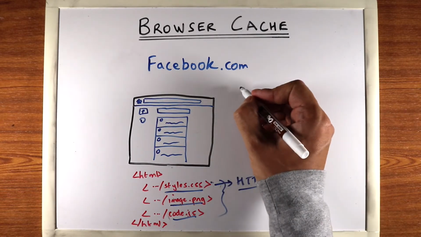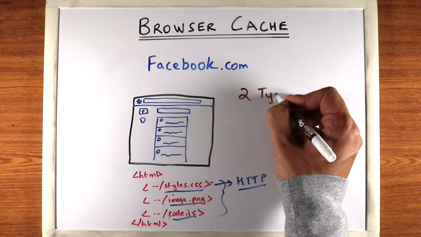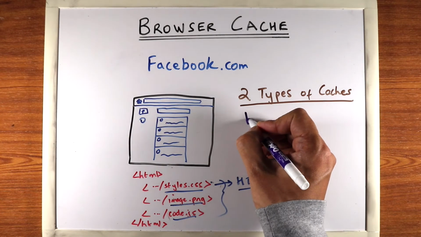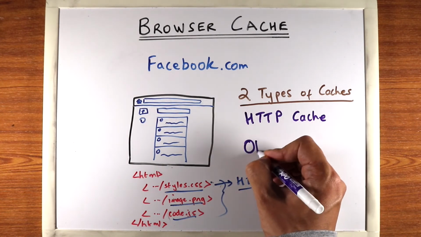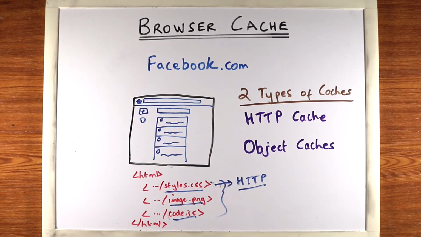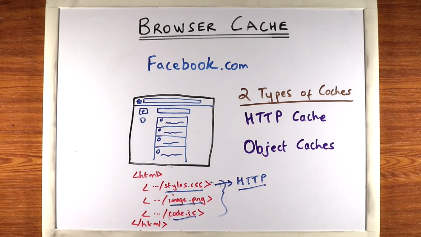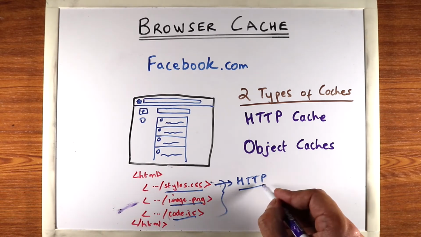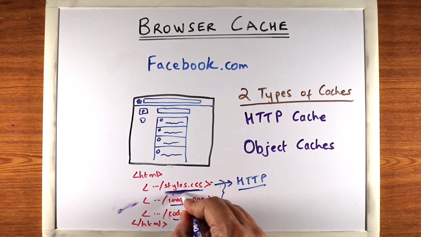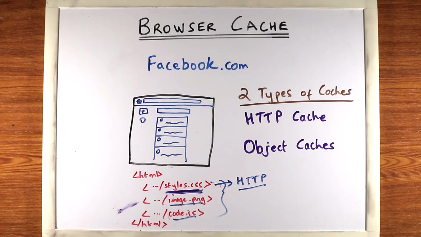Now, in the browser, there's two types of caches. Broadly speaking, there's the HTTP cache and there's object cache. In the HTTP cache, the browser looks at HTTP requests and automatically caches them for future use. How does it know which HTTP response to cache? Well, as part of the response, the server that returns this file, for example, will have a parameter that tells the browser if it can cache that response or not.